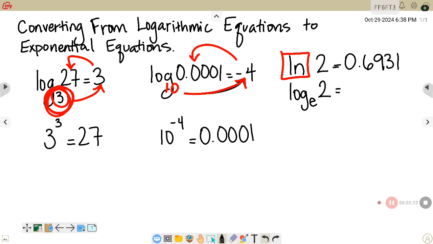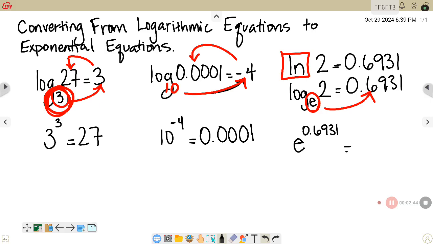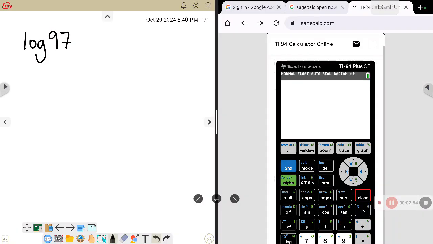Ln is log base e of 2 equals 0.6931. So now I can see that the base of my exponent will be e. I'll raise it to the power that's on the right, so 0.6931. And then that is going to be equal to the number on the left side of the equal sign, which is 2.